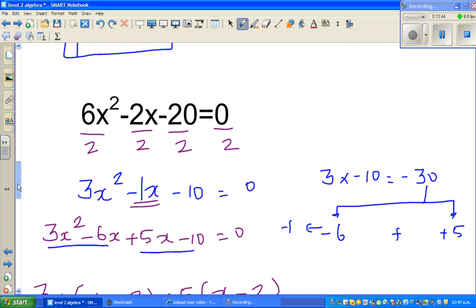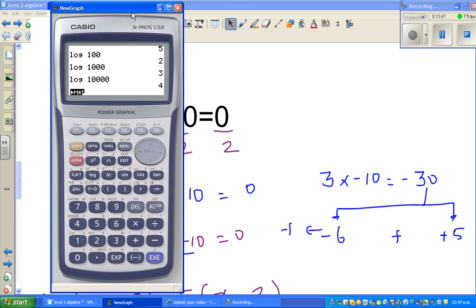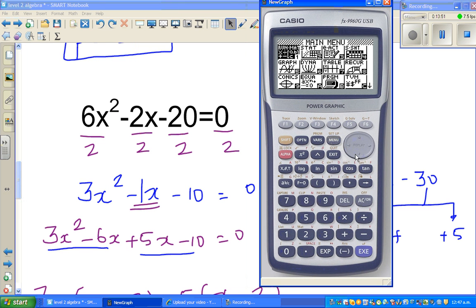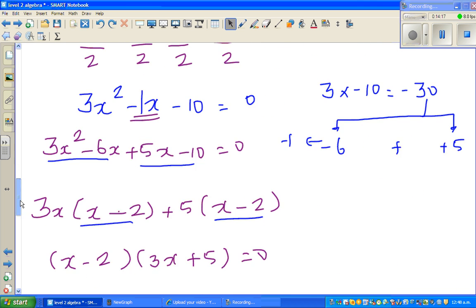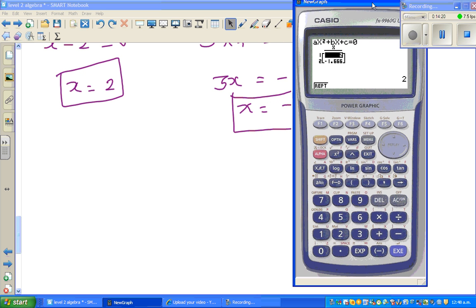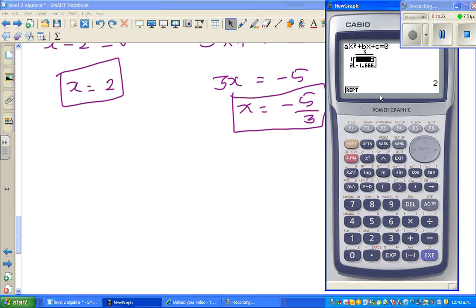So how will you check this on a calculator? Get your calculator out, go to menu, go to equation. Here's my equation. Go to polynomial and second degree. Under A you type in 6, under B you type in negative 2, and under C you type in minus 20. Just like that. Then you go to solve. Your first answer is 2, and the other answer is minus 1.66. These are the 2, or minus 5 over 3. I've got the answer in fraction form, minus 5 over 3.